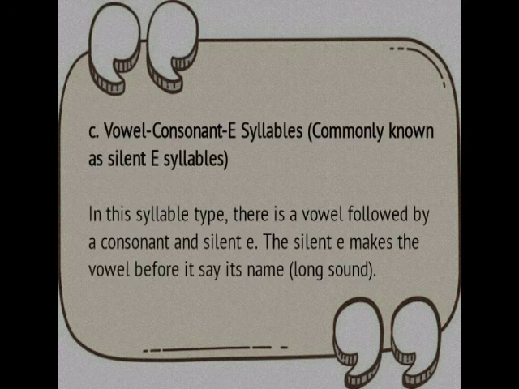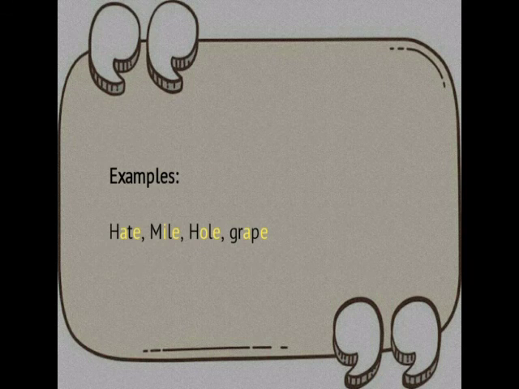C. Vowel-consonant-E syllables, commonly known as silent E syllables. In this syllable type, there is a vowel followed by a consonant and silent E. The silent E makes the vowel before it say its name, or long sound. For example, mile, whole, grape.